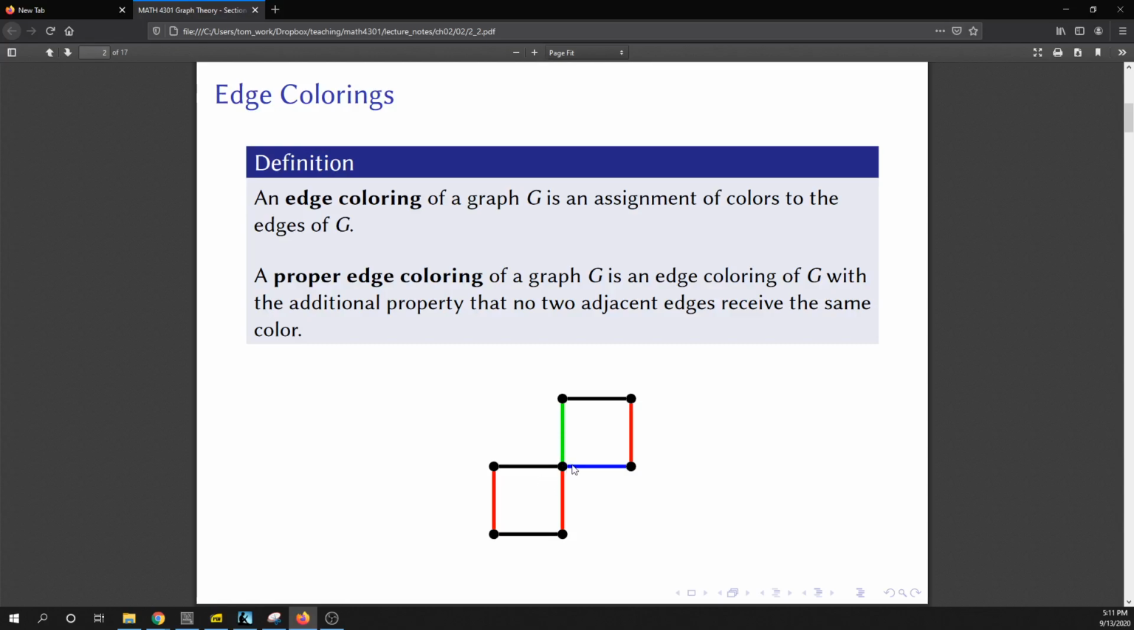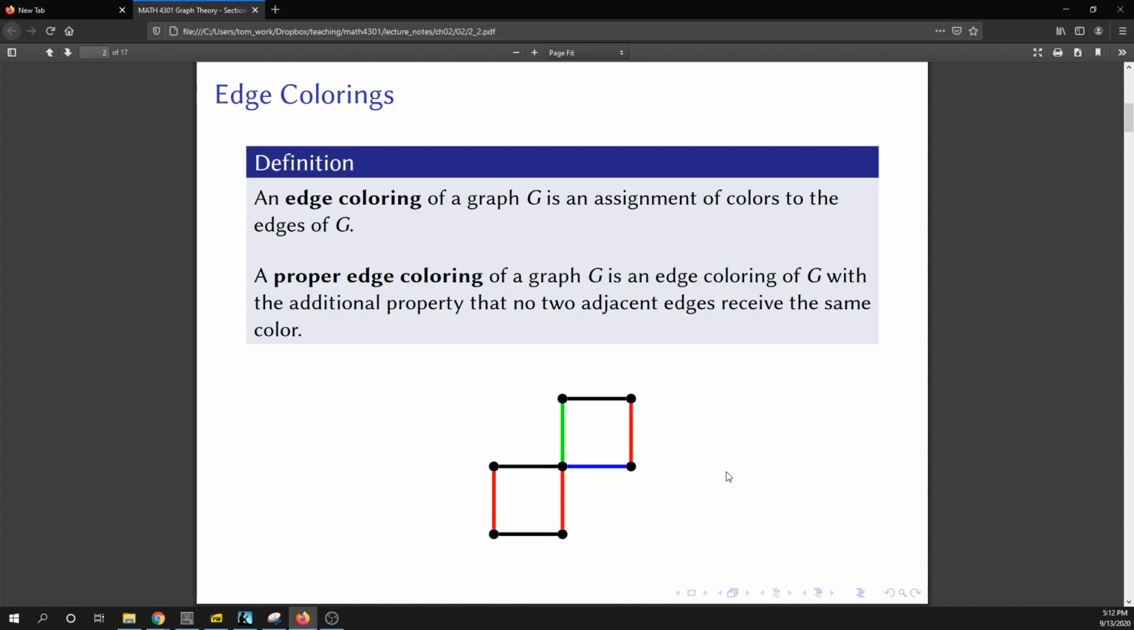That means we are going to need at least 4 colors to have a proper edge coloring of this graph, because we have 4 edges that are all incident with each other. So you're going to need at least 4 here. You can see that situation here, and in this case we've colored it with 4. So that proves that a proper edge coloring here can be done with 4, and we know that it's at least 4 as well.